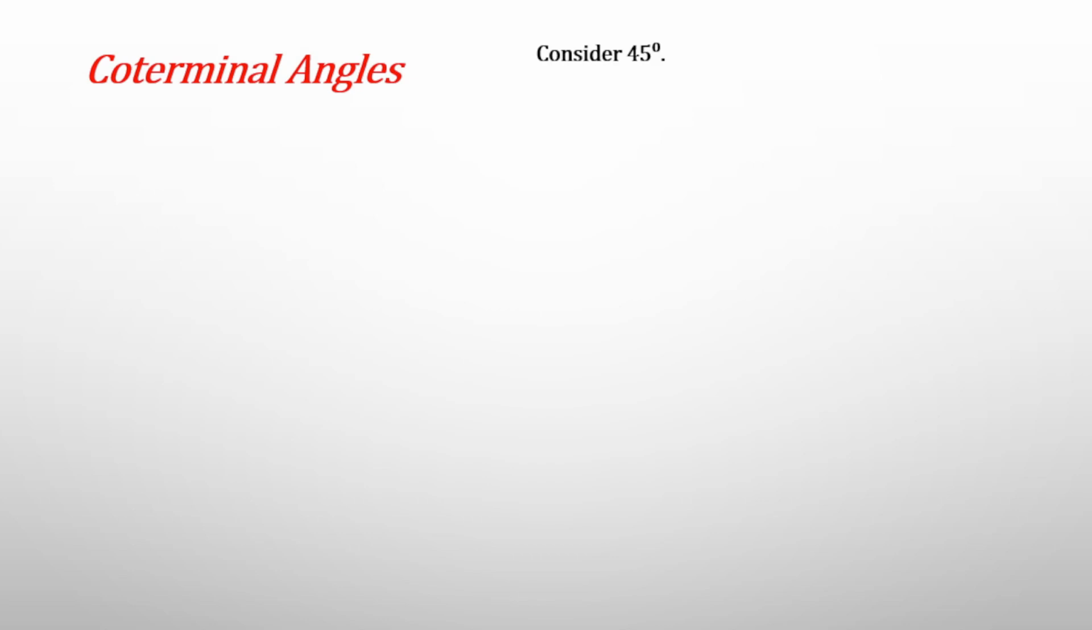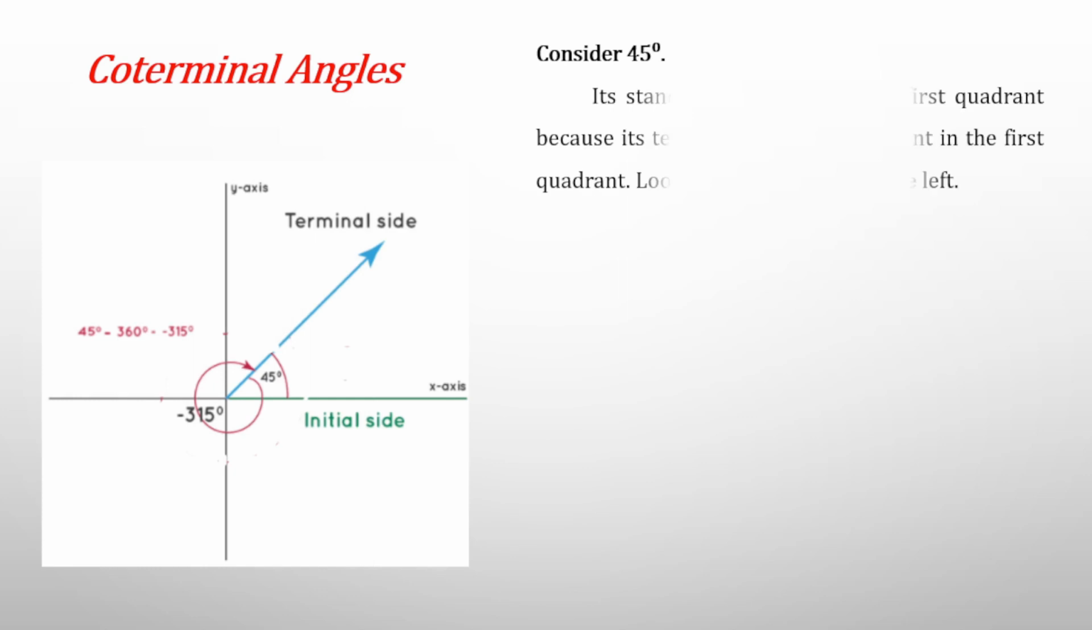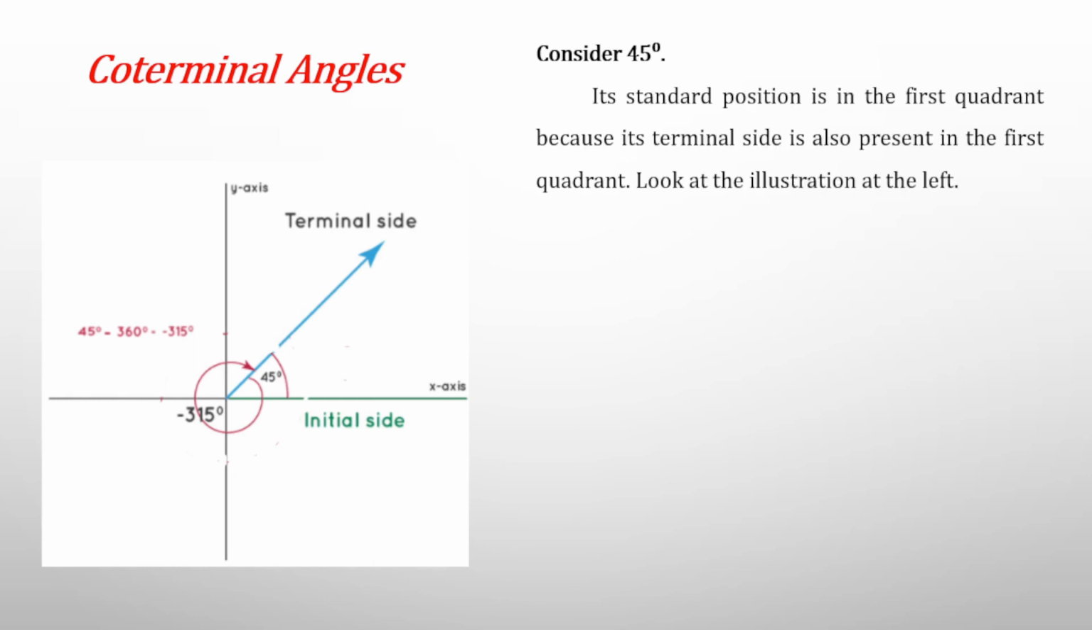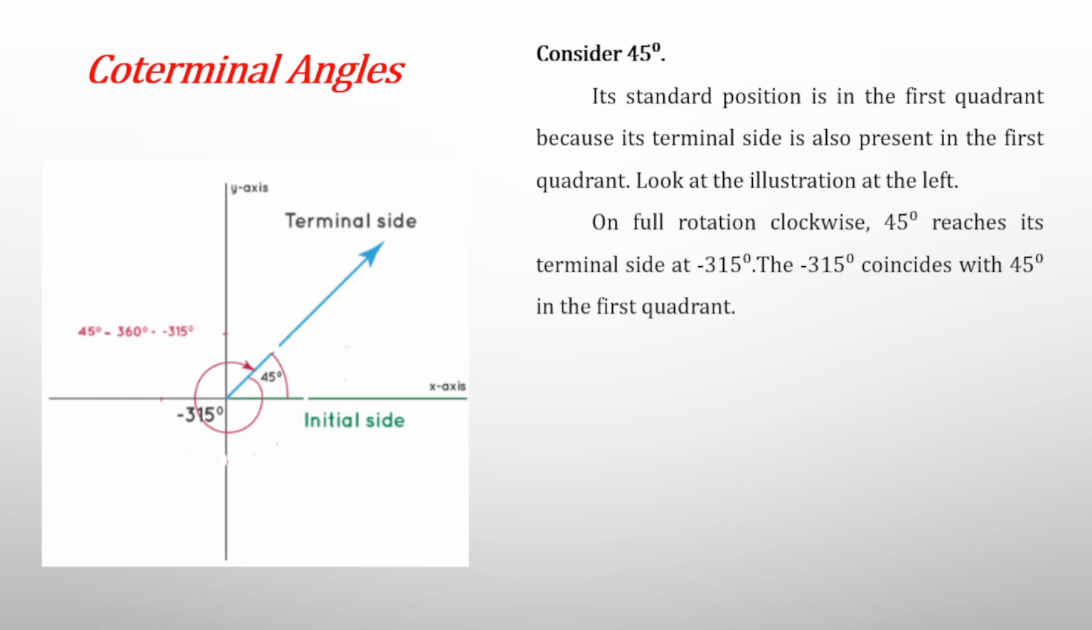Consider 45 degrees. Its standard position is in the first quadrant, because its terminal side is also in the first quadrant. Look at the illustration at the left. One full rotation clockwise, 45 degrees reaches its terminal side at negative 315 degrees. The negative 315 degrees coincides with 45 degrees in the first quadrant.